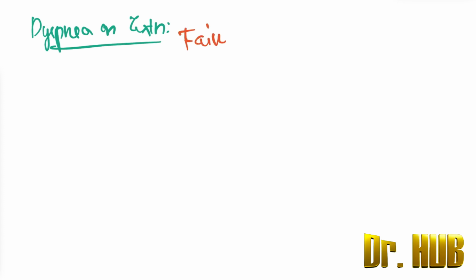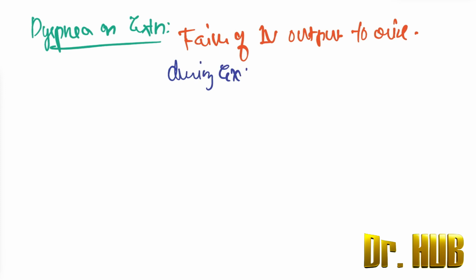Then we look at the dyspnea on exertion. It is the failure of the left ventricular output to rise during exercise, which then increases the pulmonary venous pressure.